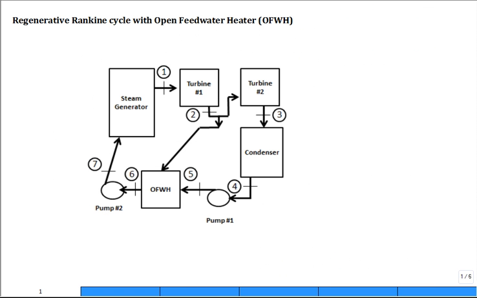The idea behind the open feed water heater is that you have two streams mixing, a fairly warm, hot stream and a cool stream, and you're trying to bring up the temperature out at this so that the feed water is a higher temperature coming into the steam generator or the boiler.